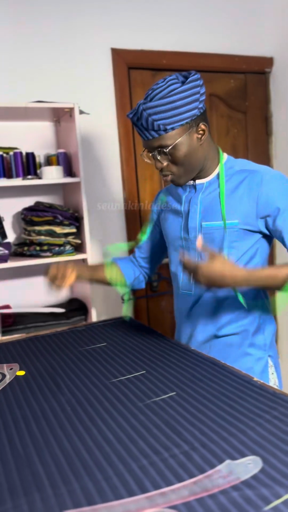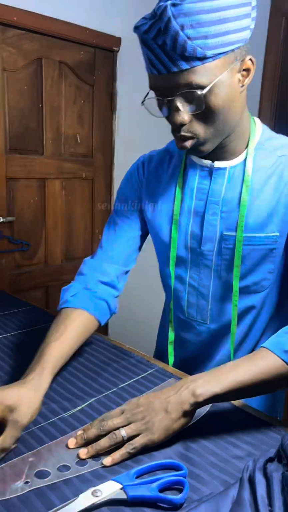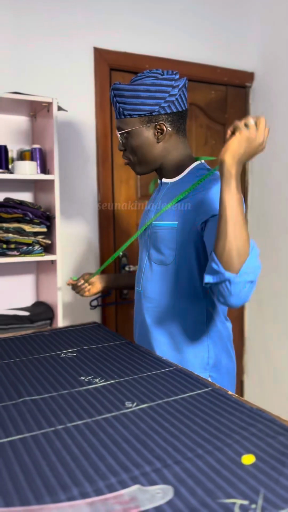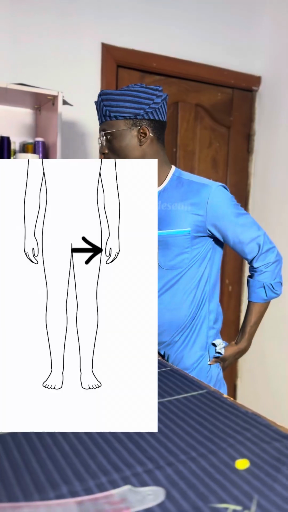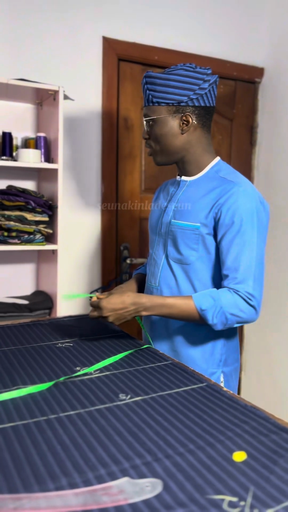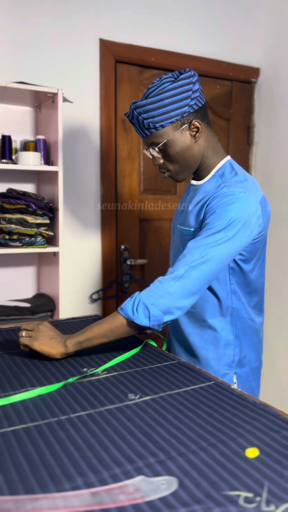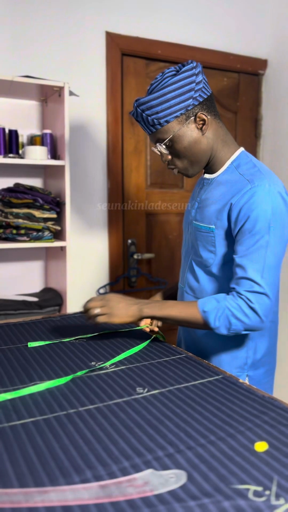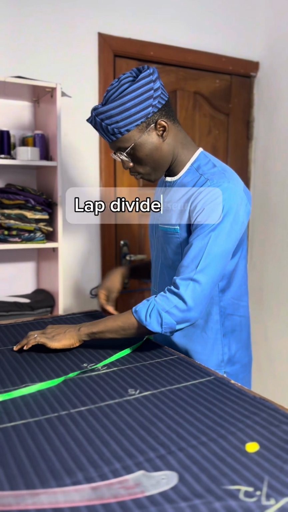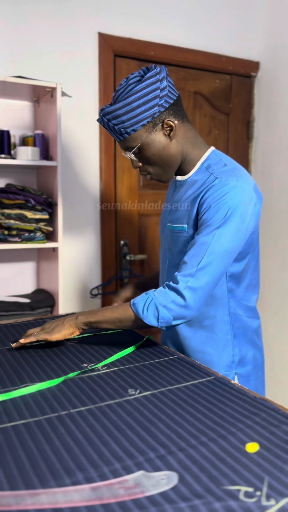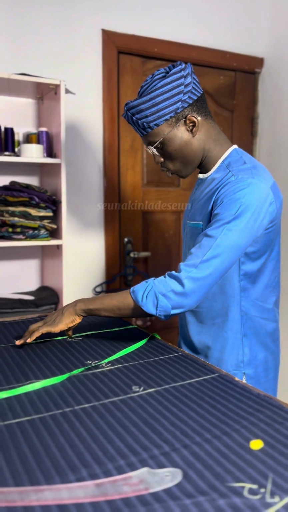Having done that, I'm going to extend all these points. So the next step now is to take the lap measurement. His lap, which is the fullest part of the body, of the leg rather, measures 28 inches. So I will divide that by 2. Now this 28 inches includes the allowance. So 28 divided by 2 gives me 14. Right? So I'll go ahead and get the midpoint of that, which should be 7.